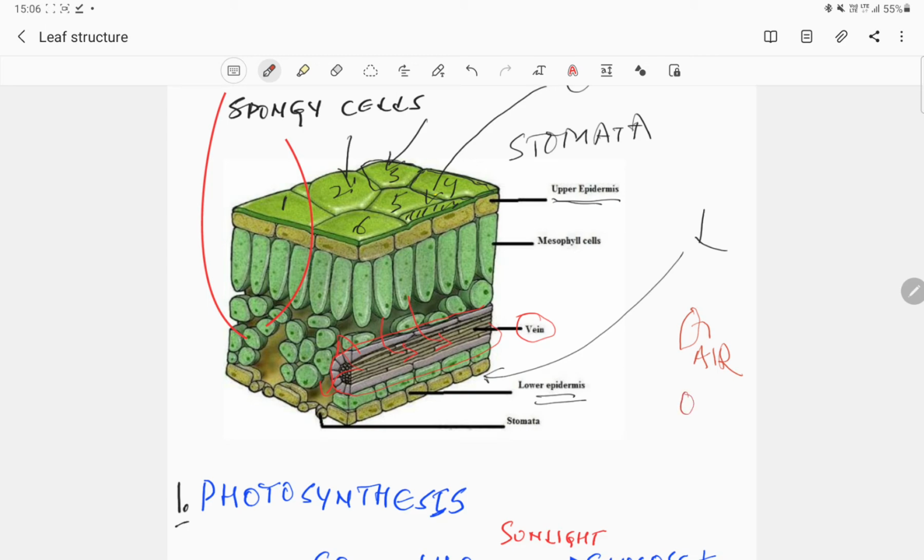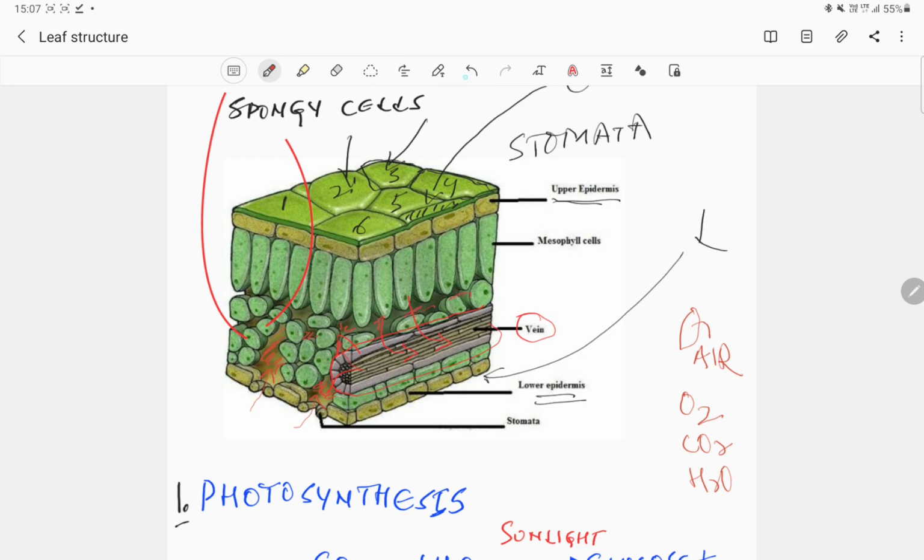So what does air contain? Air contains different types of gases, for example, oxygen and carbon dioxide and even water vapors, and there are other gases like nitrogen, etc. So the air moves into the leaf. So here is the air moving into the leaf through the stomata. So air enters the leaf through the stomata, and then you see these spaces. Can you see this space here? So these are empty spaces, and the air can actually move into these empty spaces.